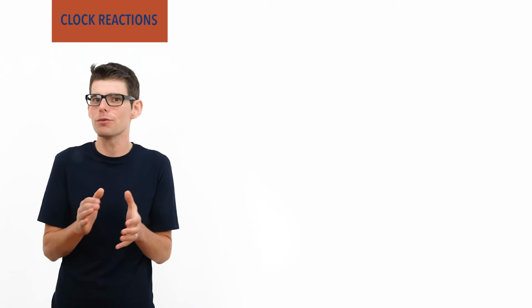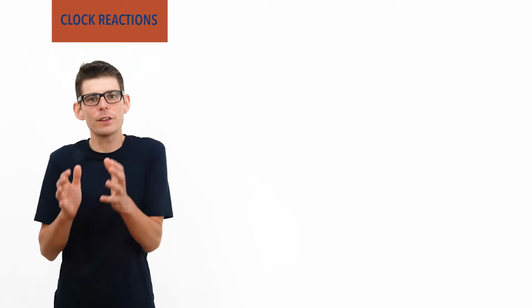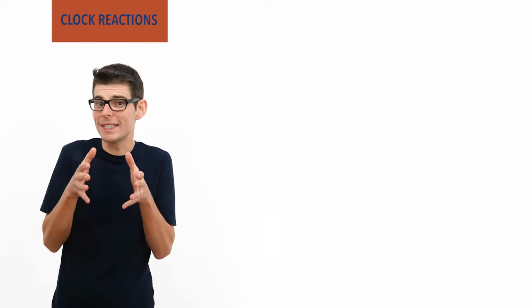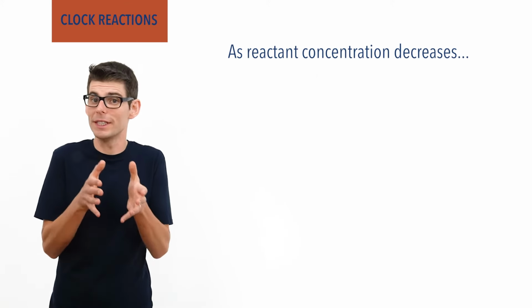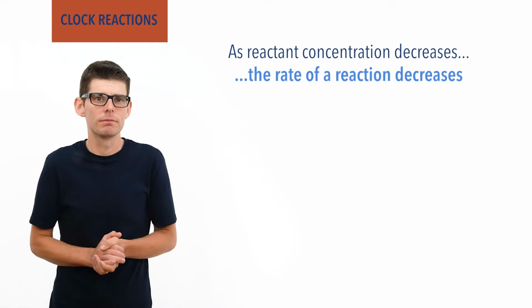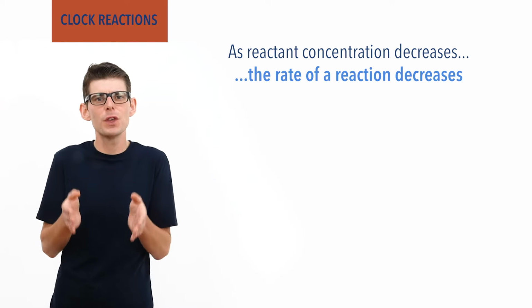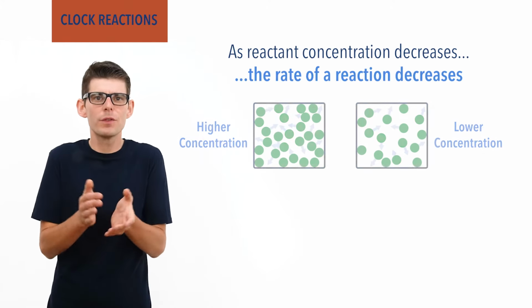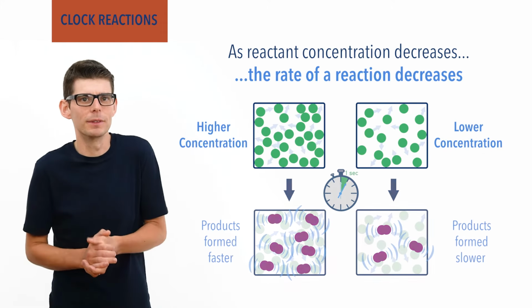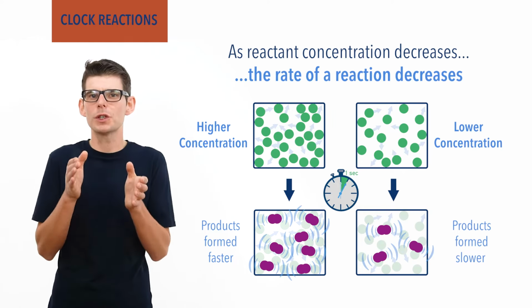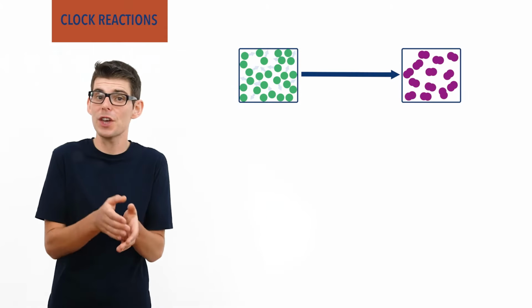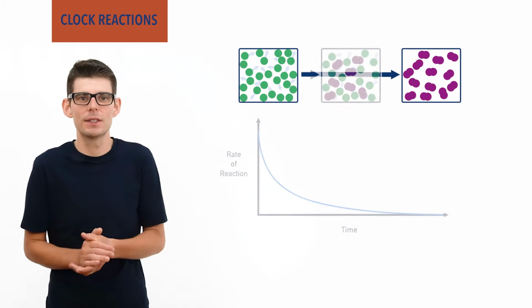The concentration of reactants can impact the rate of a reaction. As the concentration of reactants decreases during a reaction, the rate of the reaction will usually decrease as a result. This kind of makes sense. The fewer reactant particles there are, the slower the reaction can happen. This does pose a bit of a problem, however, if we want to measure the rate of a reaction, as the rate is constantly changing as the reaction proceeds.